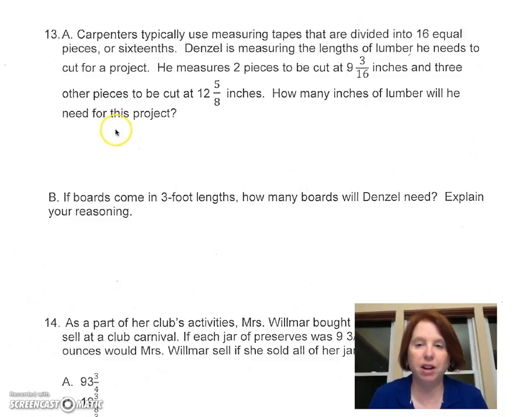Put the answer here. Okay, letter B. If boards come in 3-foot lengths, how many boards will Denzel need? Explain your reasoning. Again, please show your work in the space provided.